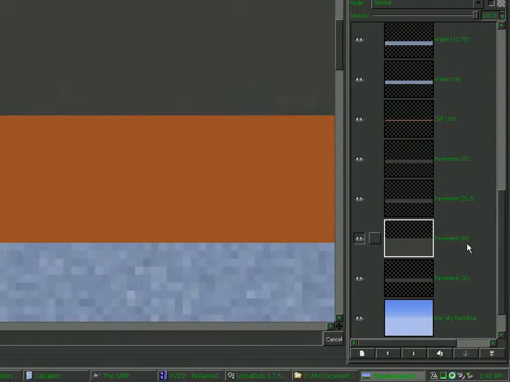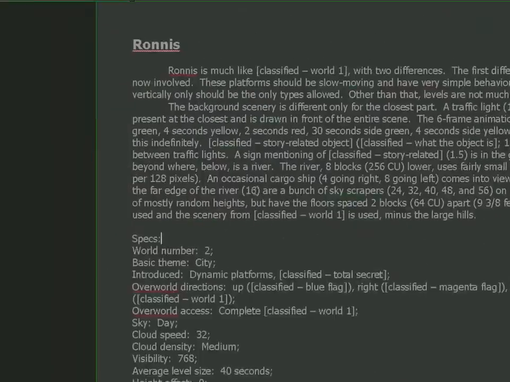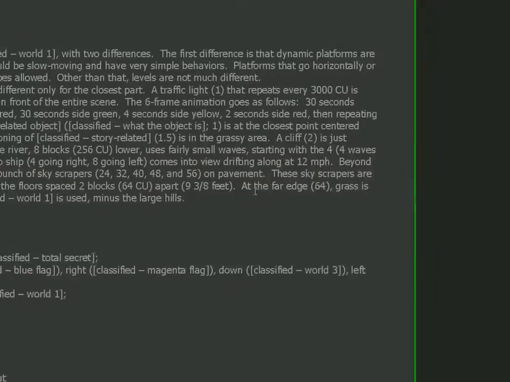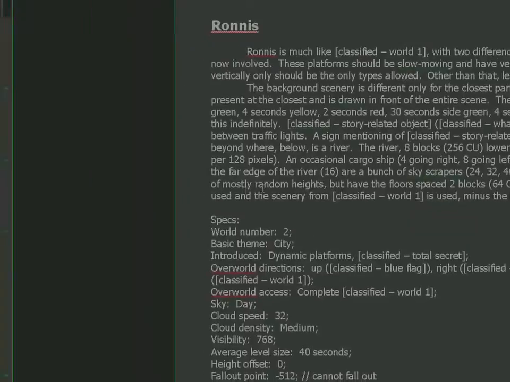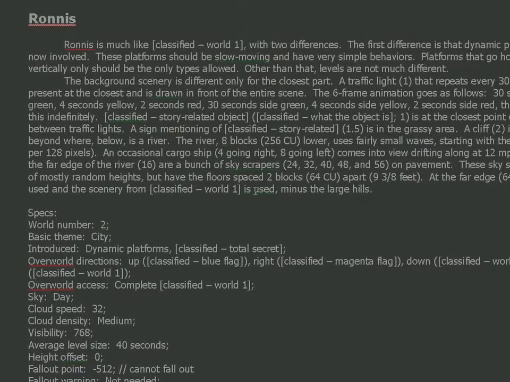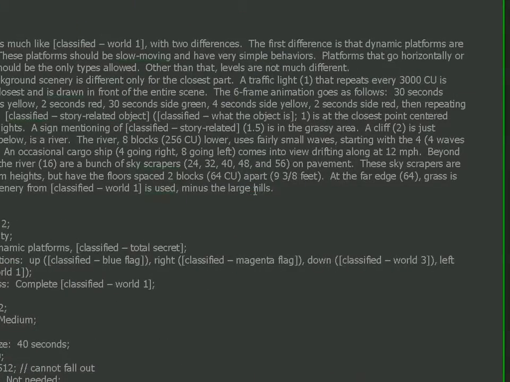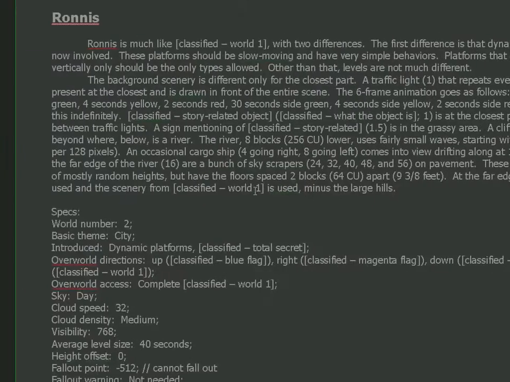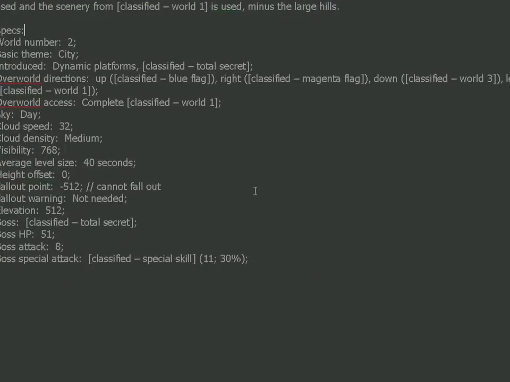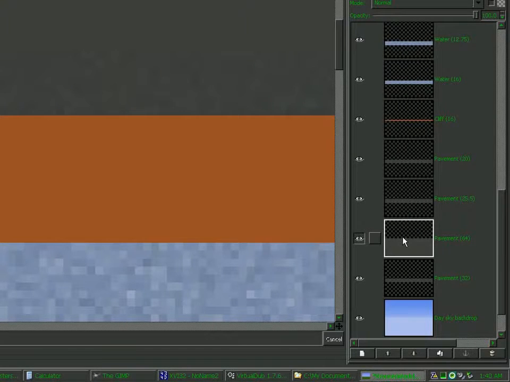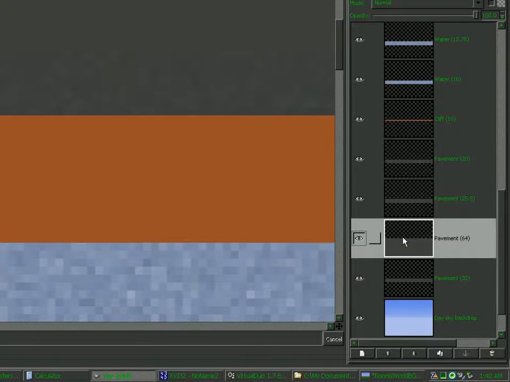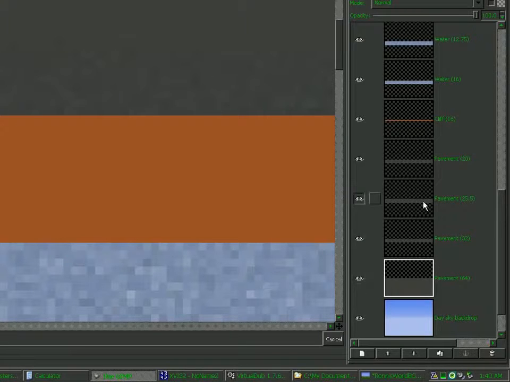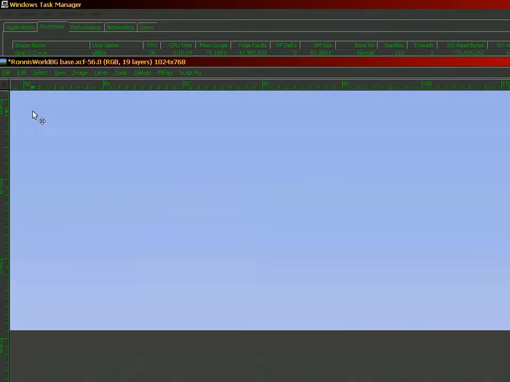Well, that's the edge of the pavement here, all the way out to 64, because that's what the design document is telling me. Skyscraper. At the far edge, 64, grass is used, and the scenery from World 1 is used, minus the large hills. So I think you can probably get an idea that World 1 has large hills. But 64 is the limit of that, so that means World 1 has grass going all the way out to the edge of visibility. So that's what I need. Wrong order. So, grass it is.